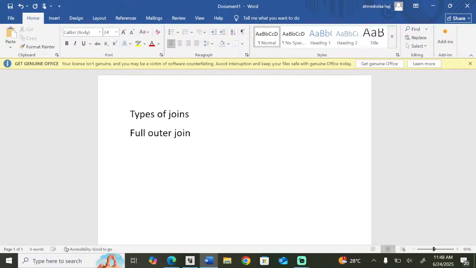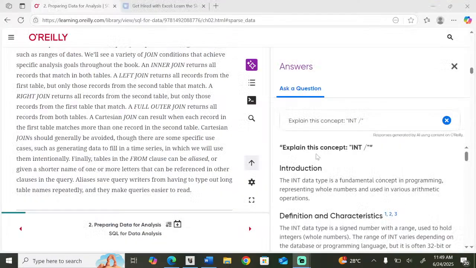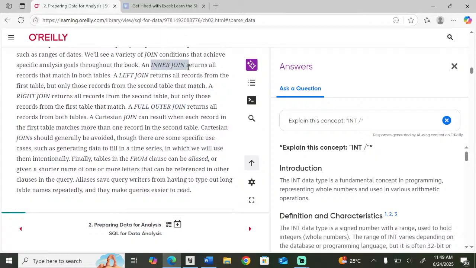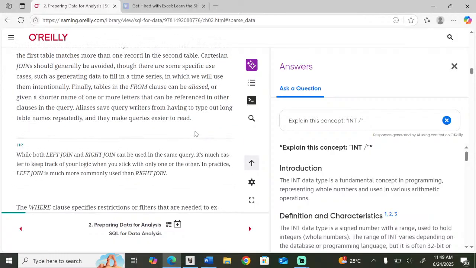With that being said, let's go back to our book and see if there is information that needs to be discussed further. Okay, so we talked about the full outer join. Inner join is the same as the normal join, that is the basic join. Then we have right join, the left join, and full outer join. Those are the joins we have.